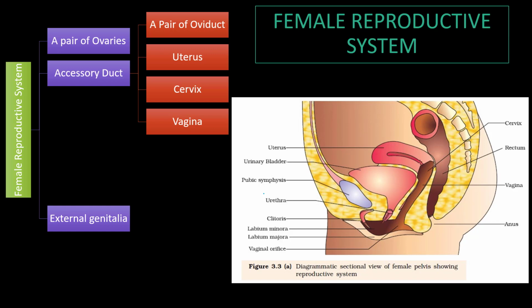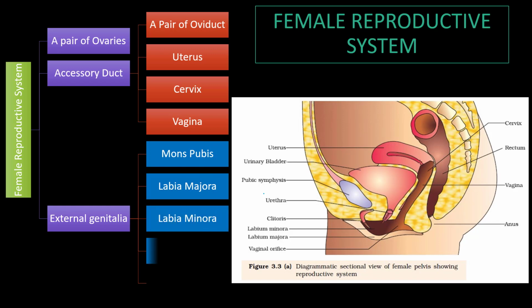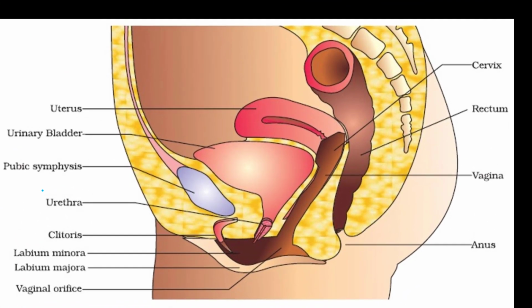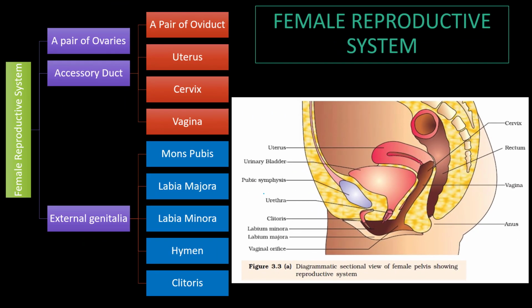Now, here you can see certain portions of the external genitalia. That includes the mons pubis, labia majora, labia minora, hymen, and clitoris. So, these structures, as you can see on the screen, represent the female reproductive system. Along with all of these, there is an additional structure that works very closely with the female reproductive system, and that is the mammary glands, and together they help in the proper development and sustenance of the child or the fetus.